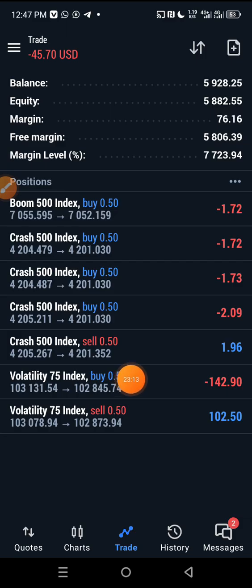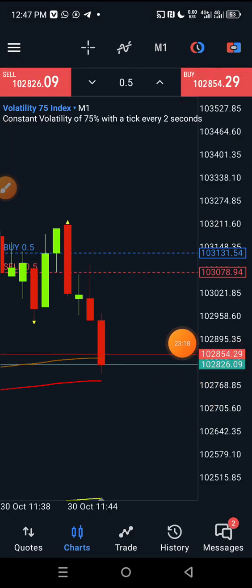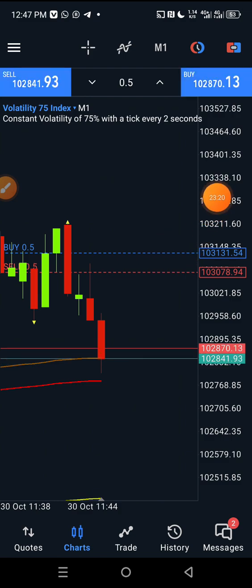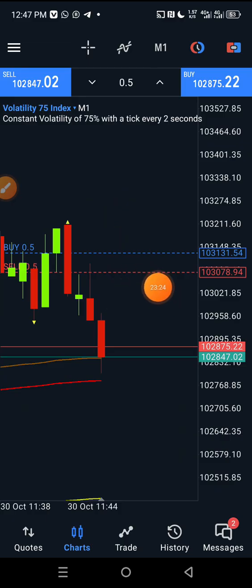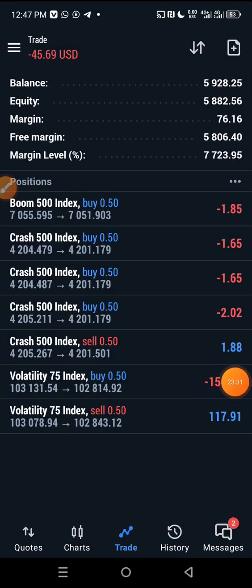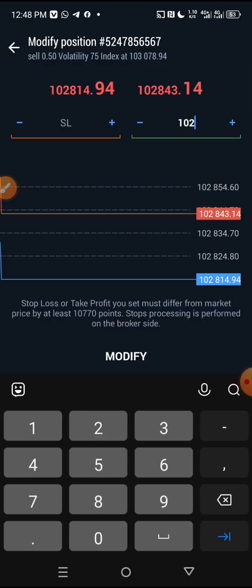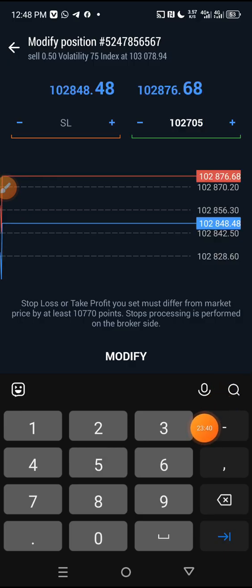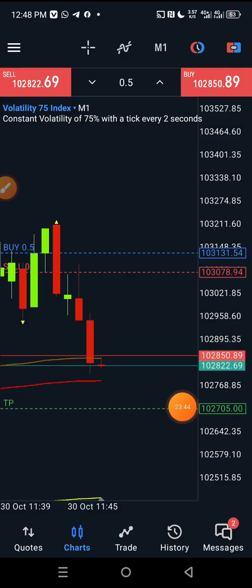The same thing is applicable if I'm setting take profit on the buy order, which is the blue one. I should set the take profit above, somewhere here. If I'm setting for the sell side, I'm setting it below, like 102705. The sell one, I can set it as 102705. Let me check if I have it right. 102705. Okay, you click on modify for the sell. Are you seeing it?